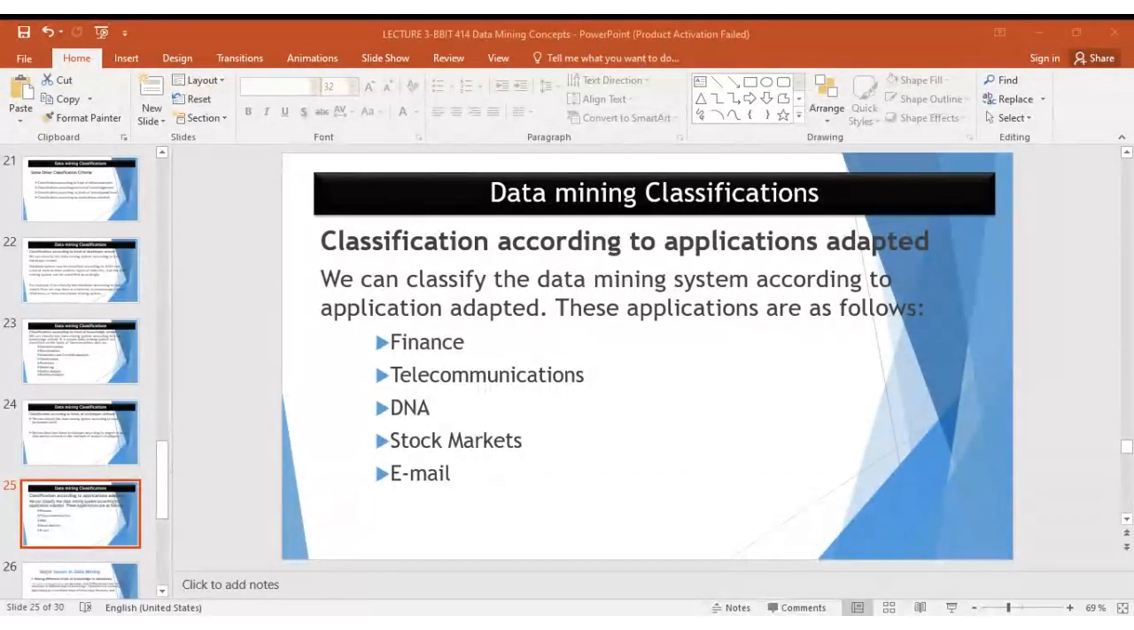So I'm trying to tie this. So how can we counter data mining issues? What just happened? Hello?